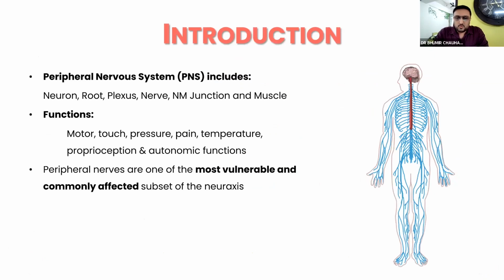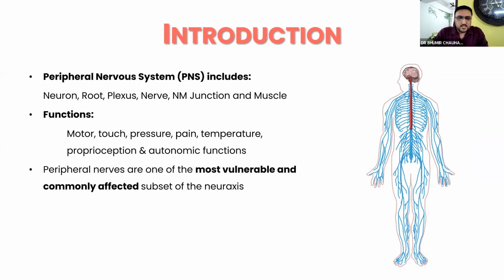Peripheral nervous system: we all know the nervous system is divided into two main portions. One is the central nervous system, which is brain and spinal cord. And then comes the peripheral nervous system. The peripheral nervous system starts from the neurons, that is the cell body. Then the nerve fibers which emerge out from the neuron are called the root. Then comes the plexus, which is the conglomeration of all these roots. From the plexus, independent nerves will emerge out and go into the respective areas. So they are called the peripheral nerves. The peripheral nerves will terminate over the muscles, and the junction is called the neuromuscular junction.